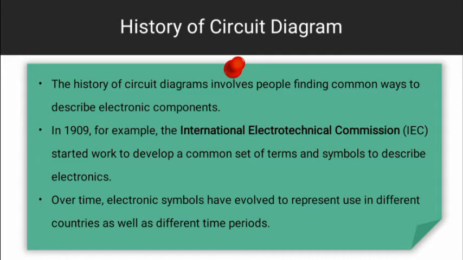The history of the circuit diagram involves people finding common ways to describe electronic components, so its development is a collaborative effort. In 1909, for example, the International Electrotechnical Commission, or IEC, started work to develop a common set of terms and symbols to describe electronics. Over time, electronic symbols have evolved to represent use in different countries as well as different time periods. The shape of electronic symbols has changed over time. Some symbols were more prevalent in some countries.